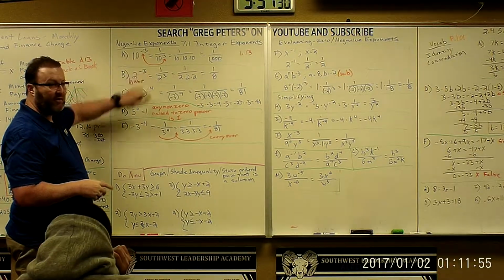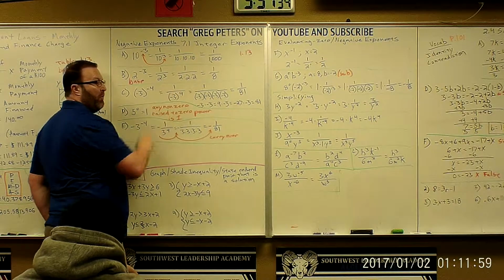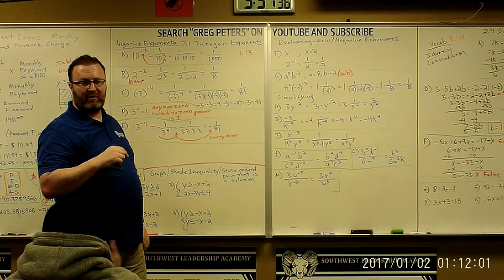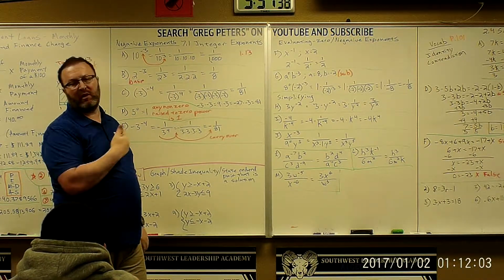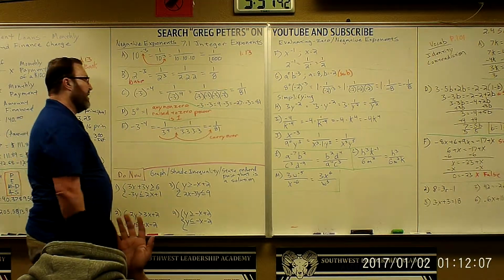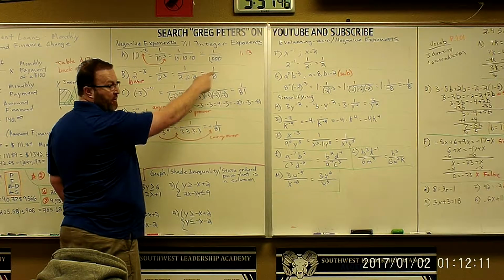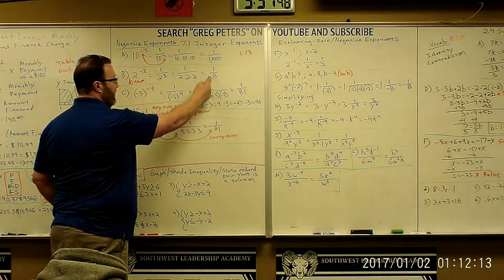So, turn to a fraction. Go ahead and do the math. 2 times 2 is 4, times 2 is 8. 2 times 2 is 4, times 2 is 8. It becomes 1/8. So, all this is 1/8.